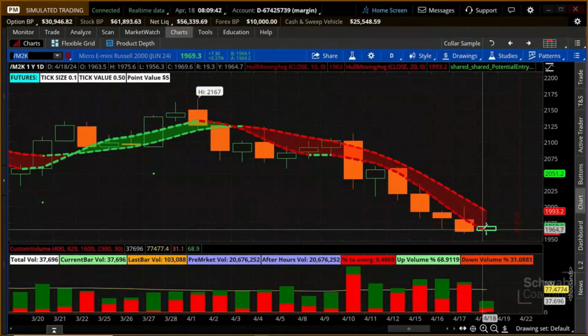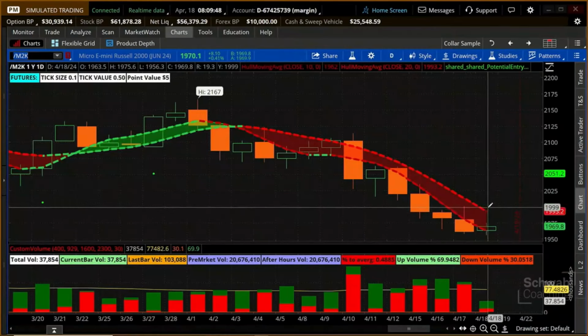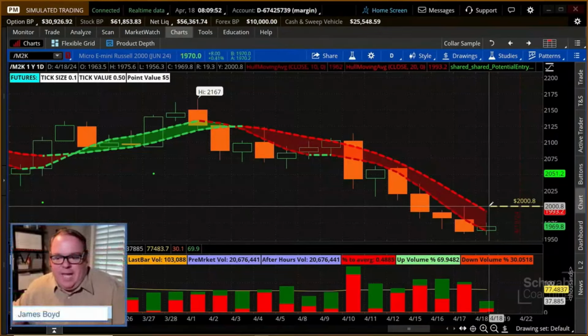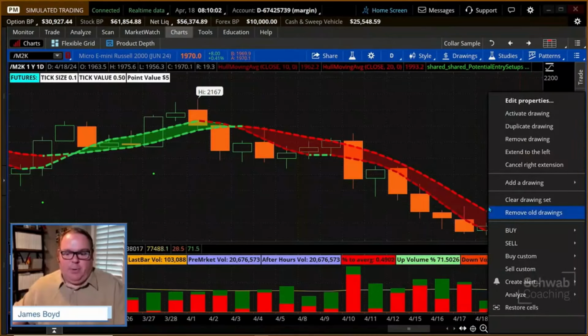So what we're going to do is say, look, I don't want to get in until we at least get above the 20 period moving average. We're going to set a price to get in at 2000. Now, again, full disclosure, if we set up a buy stop order, and by the way, we can change this, we're going to right click on that price level, buy custom, and we're going to do an OCO bracket.